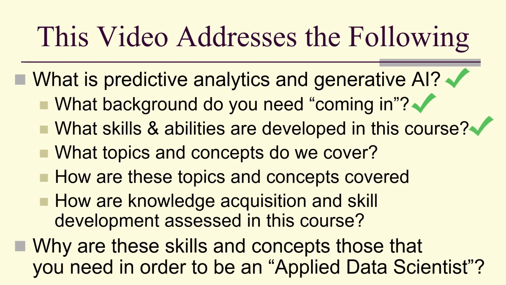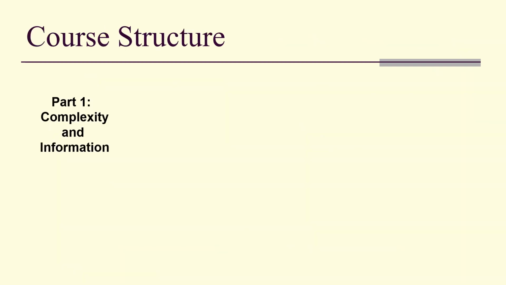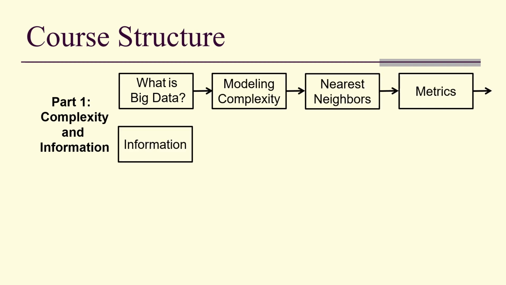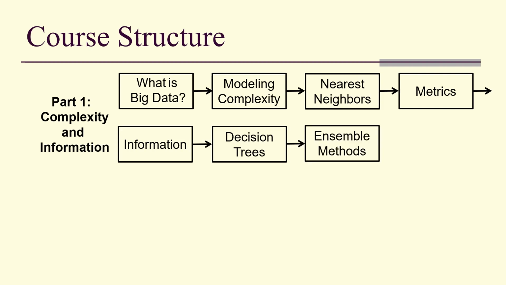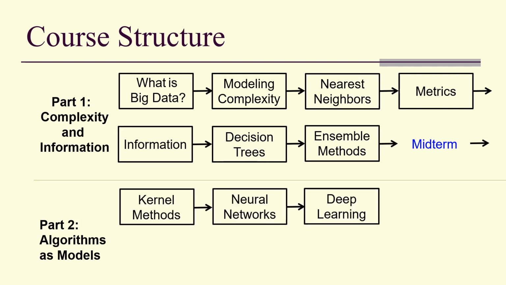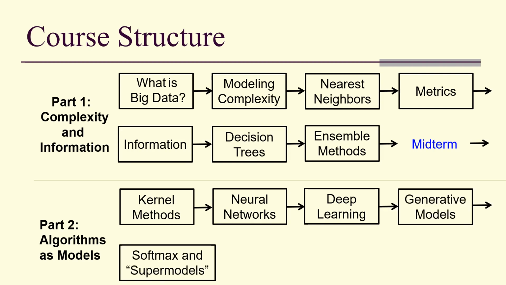We're ready to talk about what we actually cover in the course. So the course structure, first off, we're going to look at complexity and information. What is big data? Modeling complexity, nearest neighbors, metrics, information, decision trees, ensemble methods. And then we'll have our midterm. Then the second part will be algorithms as models. Kernel methods, neural networks, deep learning, generative AI, and softmax and what I call supermodels. And then a final exam, which will be due by the end of the semester.